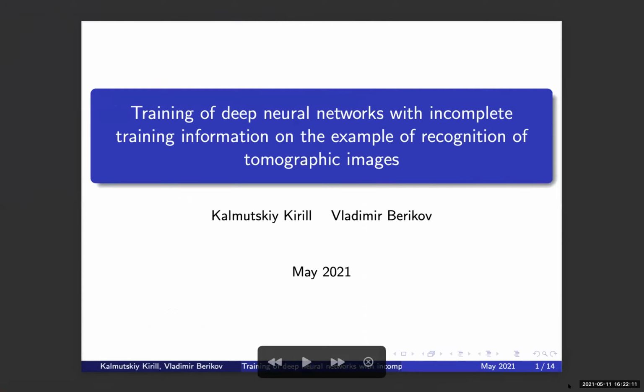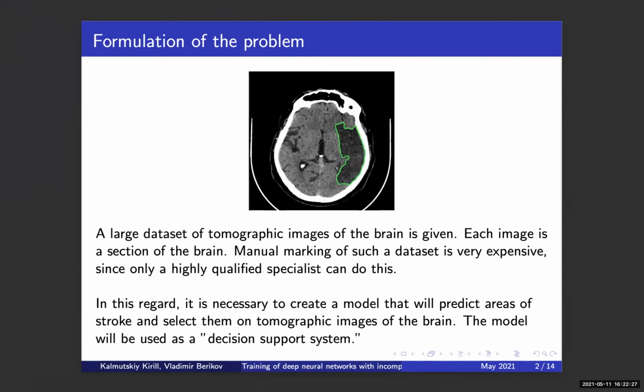My name is Kalmutskiy Kirill, and my scientific advisor is Vladimir Berikov. My topic is training of deep neural networks with incomplete training information on an example of recognition of tomographic images. So let's start from the formulation of the problem. We have a large data set of tomographic images of the brain slices, but the problem is that we have not so much labeled data, because labeling of such data is very expensive, and only a highly qualified specialist can do this. We want to create a decision support system which will predict areas of stroke and select them on tomographic images, and also classify them and notify the doctor that in the image some area of stroke is presented.